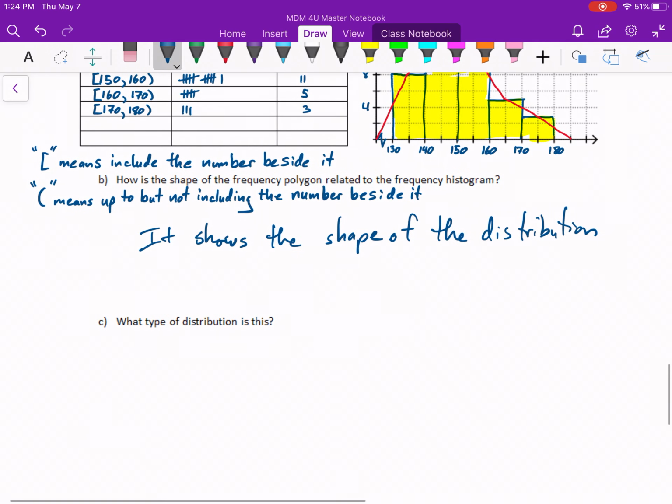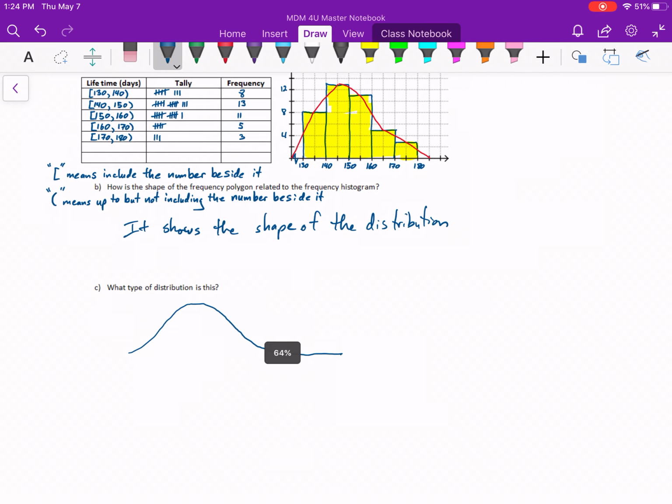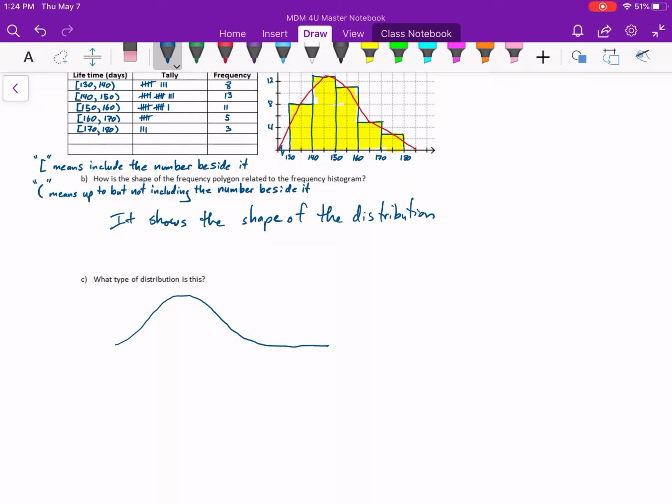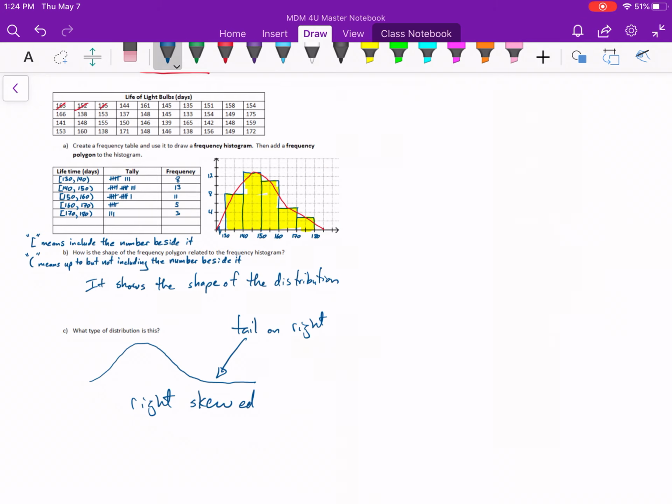What type of distribution is this? Well, we've seen some different types of distributions. One that has a higher bump on the left-hand side, and a tail on the right is called right skewed. And that is an introduction to some of the concepts we're going to look at for continuous distributions.